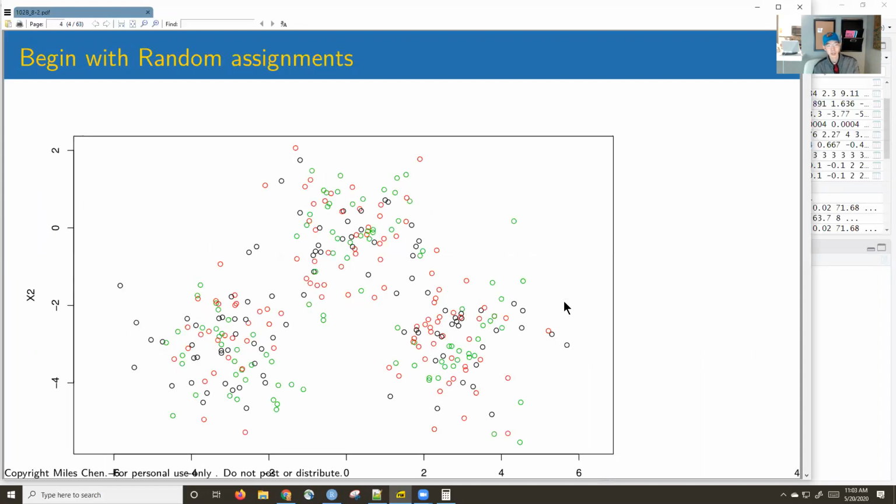So here we have some random assignments. I've got some data, and we randomly assigned them to 3 clusters: black, red, and green. Then we'll let the K-means clustering algorithm run. So here are the centroids of these random assignments, and we ask which data points are the closest. The red ones get associated there, the black ones get associated there, and the green ones get associated there.